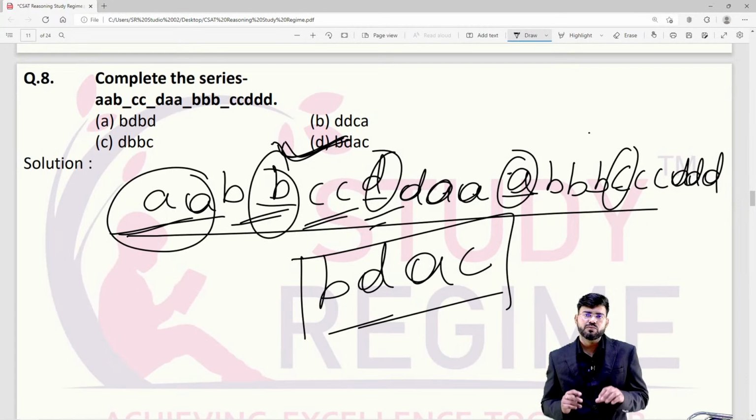For these types of series you have to sort it from the options only. Just fit the option first. If it is making any sense, then it's okay. Otherwise switch to the next option. You will find one there. Okay.